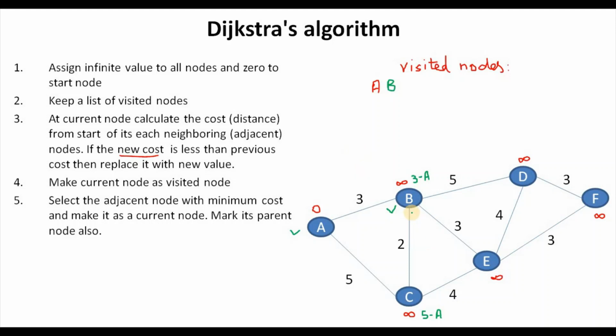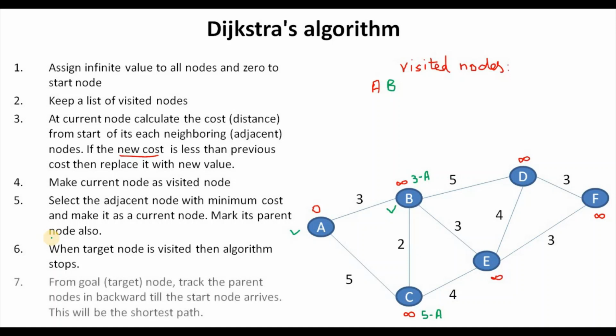So okay, what's the next step now? Okay, next step is when target node is visited, then algorithm stop. So till now the target is not achieved, the target is not visited. So what I forgot to mention here, okay, I think it's the next step here. From goal node, track the pairs.